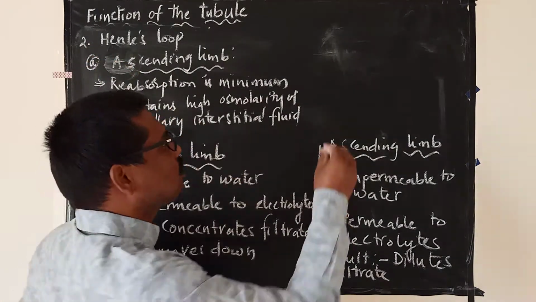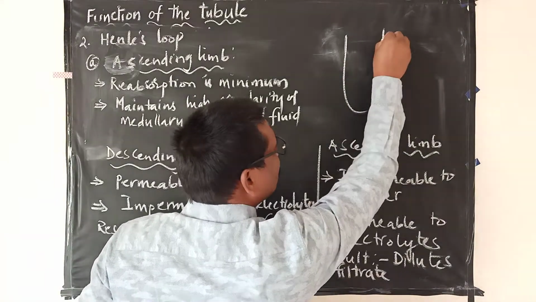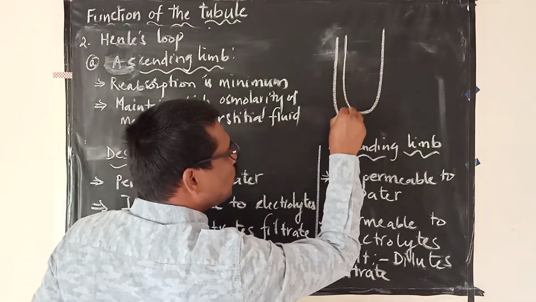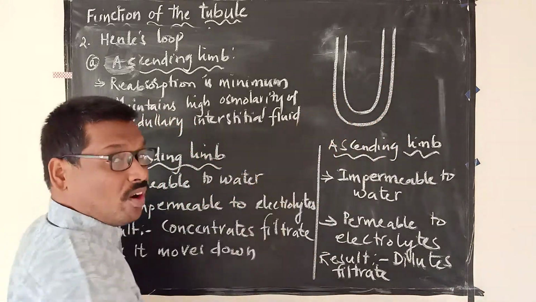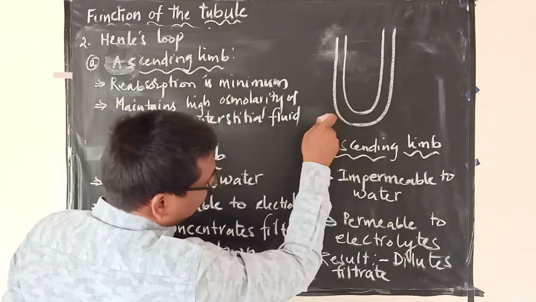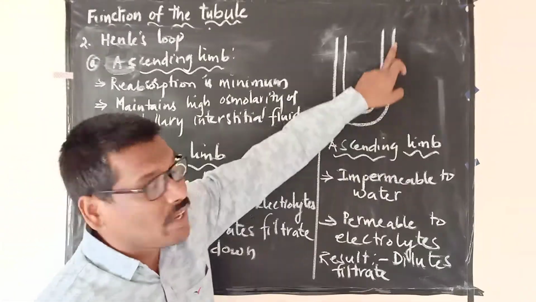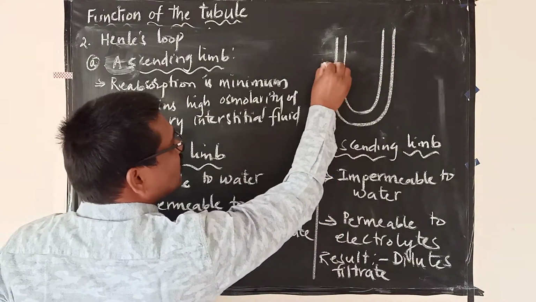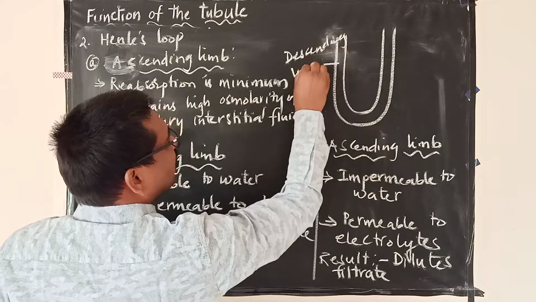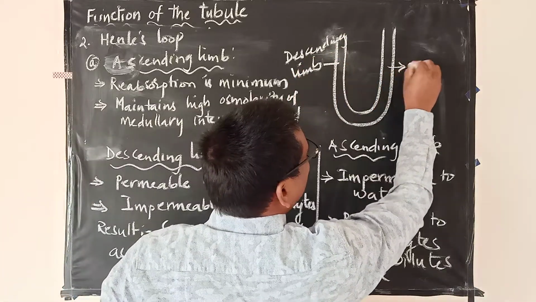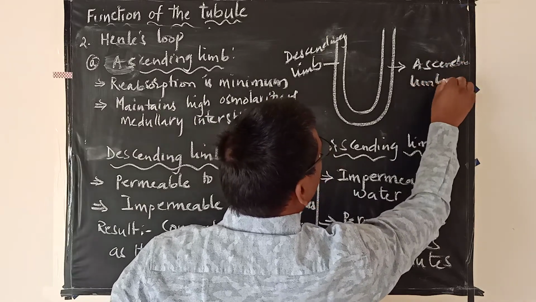Now if you are seeing the Henle's loop, let us try to understand in a simple way that this is the Henle's loop of the nephron. Already we said that it has one descending limb and also one ascending limb. So let us say that this is the descending limb, and this is the ascending limb.